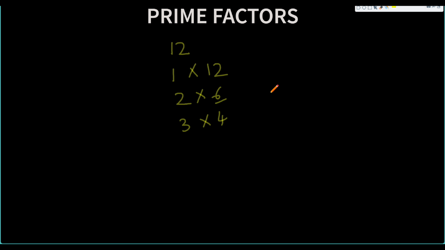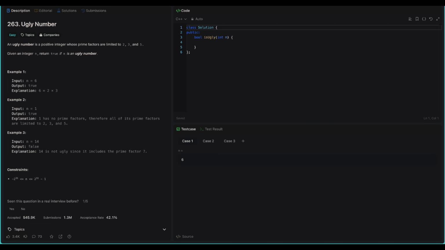But if we take 6 as 2 times 3, then 12 can be written as 2 times 2 times 3, or 2 squared times 3. And now because both 2 and 3 are prime numbers, they are also the prime factors of 12. So this is what prime factors mean. And now we return back to the examples.